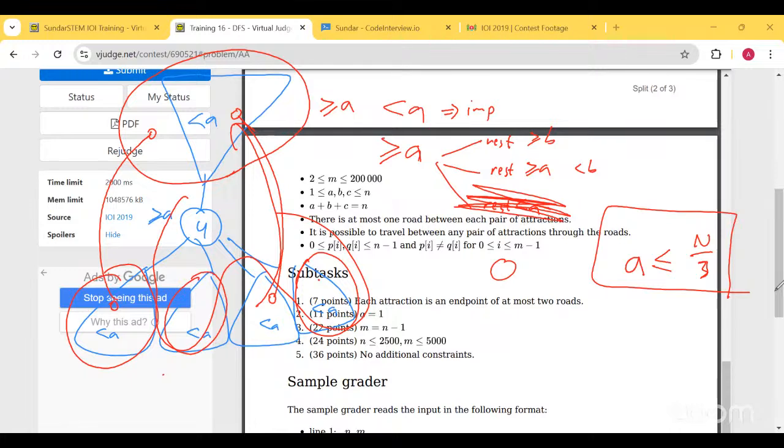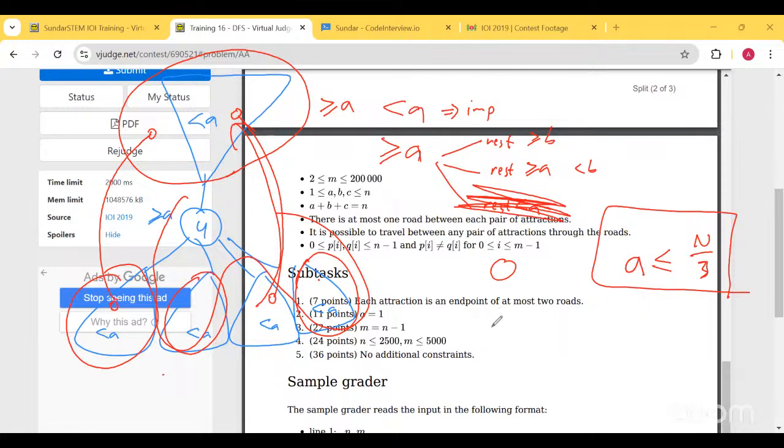I think it is easy to prove that. Yes, okay. Just prove by contradiction. If A is greater than n divided by 3, it means B and C are also greater than n divided by 3, right? So the sum is greater than n, and it is impossible.